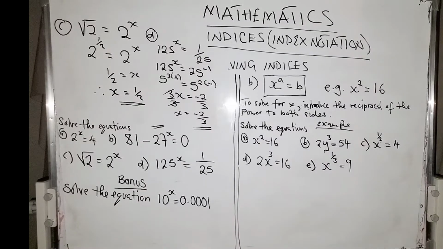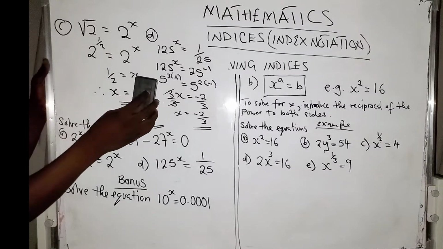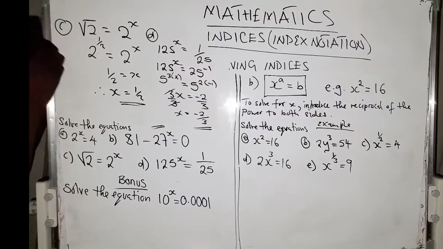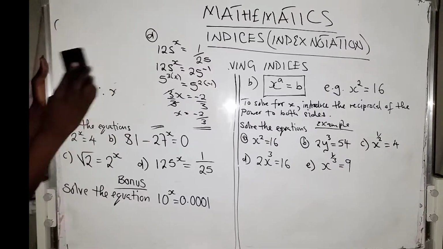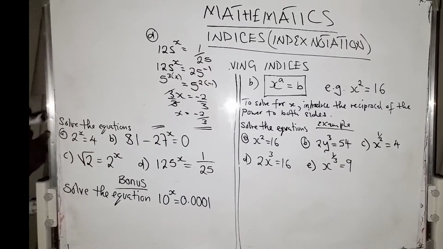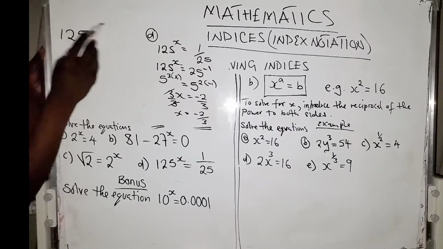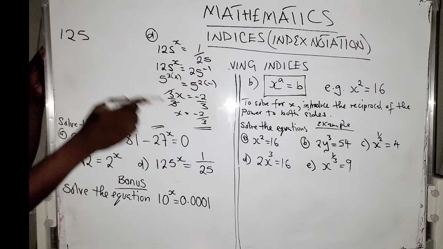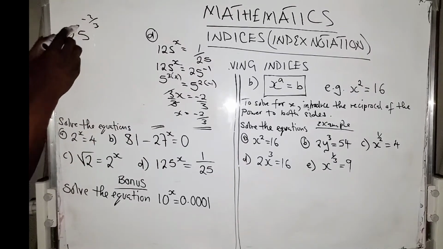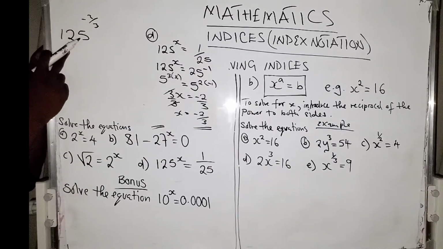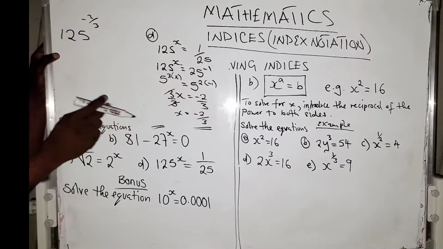You can still prove if the answer is correct, at your own time. You can prove if your answer is correct. I can erase this question, right? Let's prove if our answer is correct. 125, what is the value of x? Negative 2 over 3. So let's solve this one, and it should give us 1 over 25.